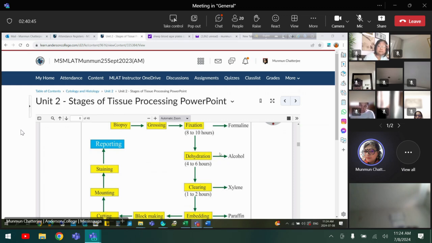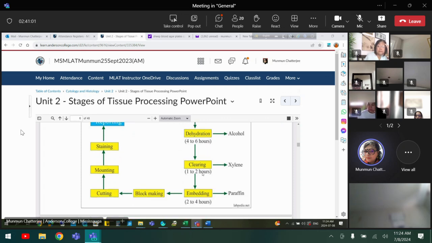If it is, then after fixation you have to do the dehydration of the tissue, which takes 4 to 6 hours, with changes. Then clearing; xylene is the clearing agent. To get the tissue nice and clear takes 1 to 2 hours. Then you go to embedding. It's going to be in paraffin.